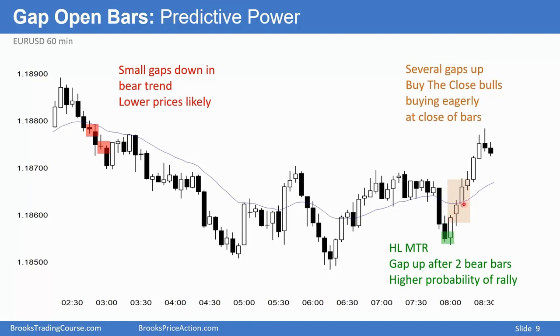Why is this open above that close, or this open above that close? Because as soon as traders saw the bull close, they thought the market was going higher. Everybody hit buy the market. And with so many buy orders, the market opened above that close. So with a buy the close bull trend with gaps up, the market's probably going at least a little bit higher. If you're looking to swing trade, you can buy, and bull scalpers will buy as well, confident that the probability is high that the market's going to go at least a little bit higher.